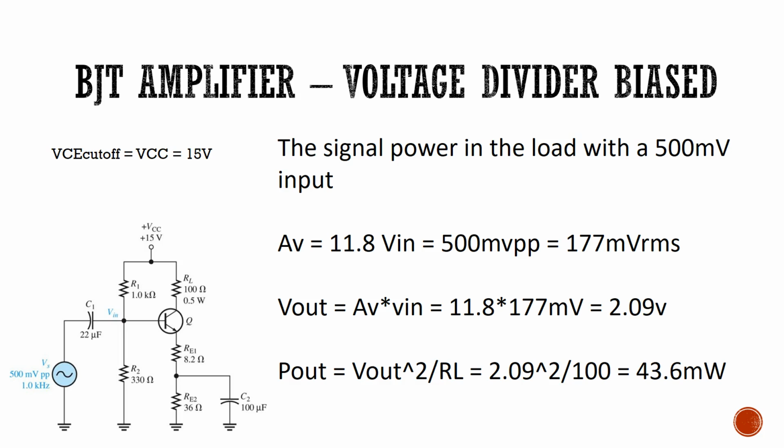The signal power in the load with a 500 millivolt input signal, so we have our gain is 11.7. The voltage in is 500 millivolts peak to peak, which is 177 millivolts RMS. So our V out is going to be our gain times Vin, which would give us a V out of 2.09 volts. The power would then be the voltage output squared divided by RL, which gives us 43.6 milliwatts.